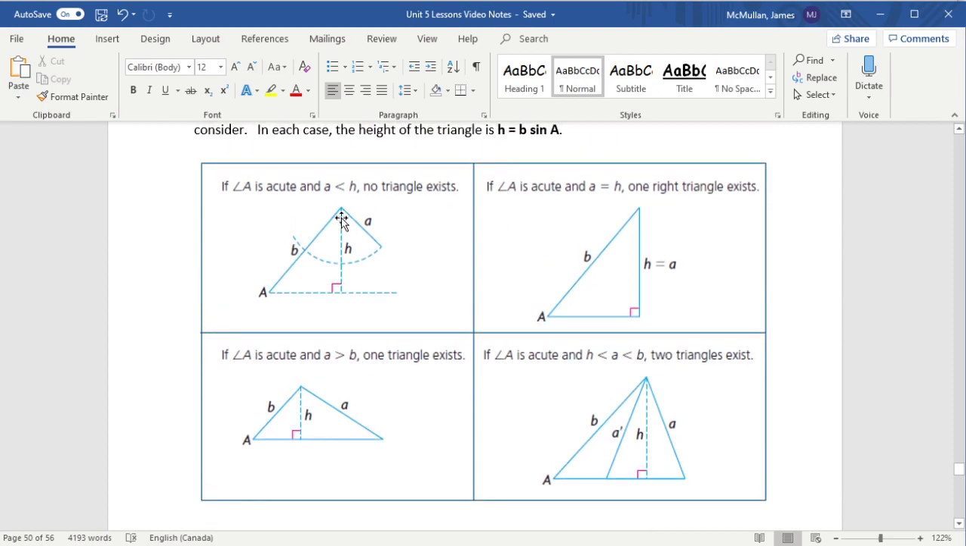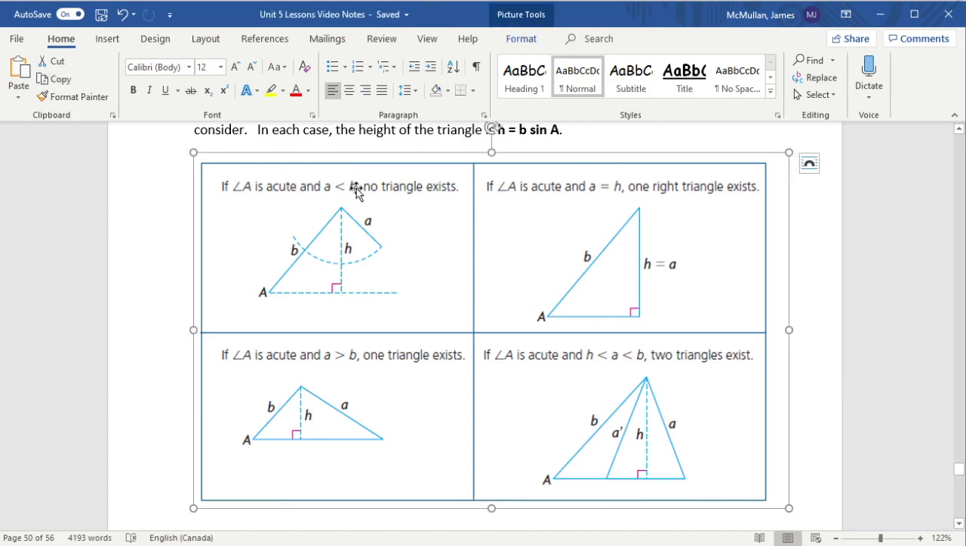This really nicely demonstrates this. If a is less than b sine A, you don't have a triangle. There are zero solutions. If a is equal to h, there's only one triangle because it's a right triangle. If a is greater than b, there's only one triangle because the second one would be over here and would change B's angle. But if a is in between b sine A and b, you have two triangles. And this is the one that's tricky, that you've got to be really careful about.